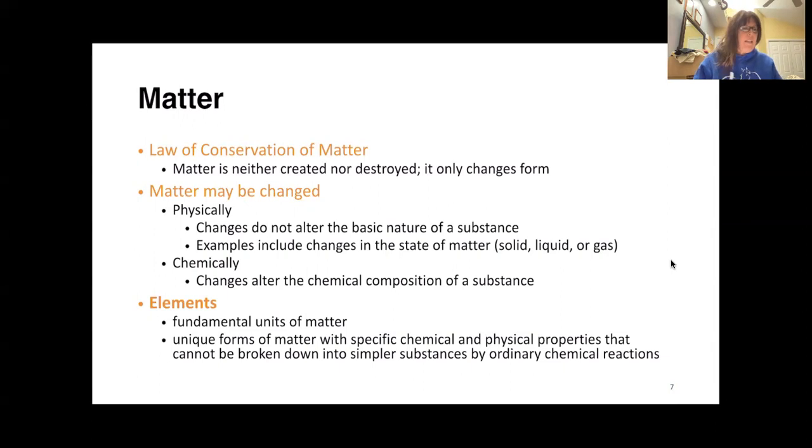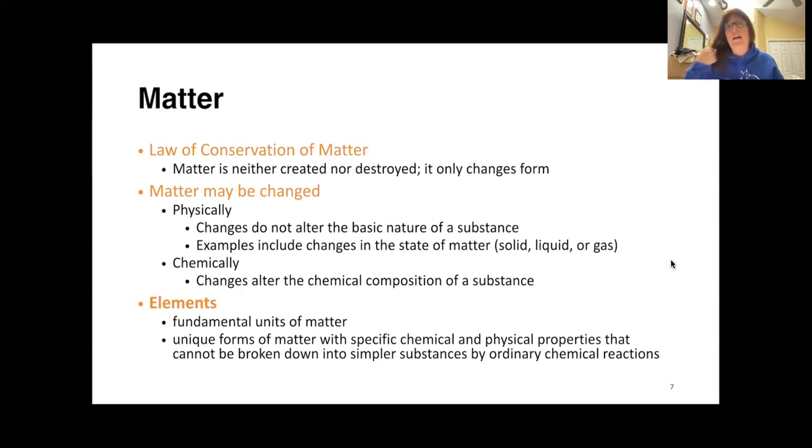So elements, that's what's on this periodic table. This periodic table contains all of the elements that we are familiar with. They are unique types of matter. They have very specific chemical and physical properties. They cannot be broken down into anything simpler and maintain their characteristics.